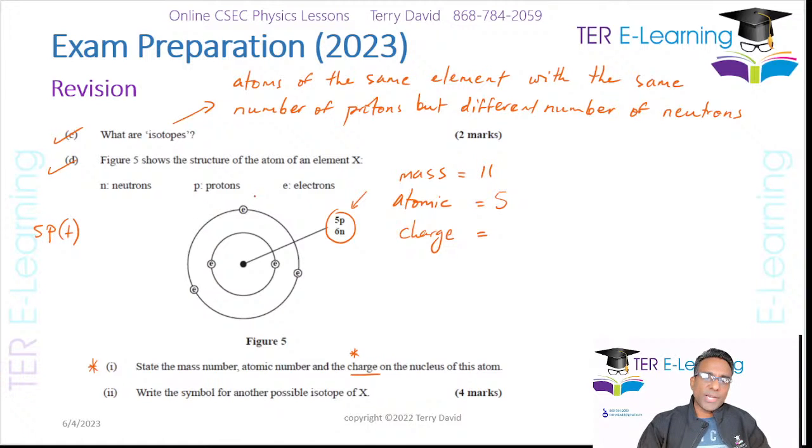Then we need to check how many electrons we have. We have 1, 2, 3, 4, 5 electrons. So we have 5 electrons here, and electrons are negatively charged. So we have 5 protons and 5 electrons. If the number of positive charges equals the number of negative charges, then your overall charge is going to be 0. They cancel each other. So the answer should be 0. Same number of electrons, same number of protons.